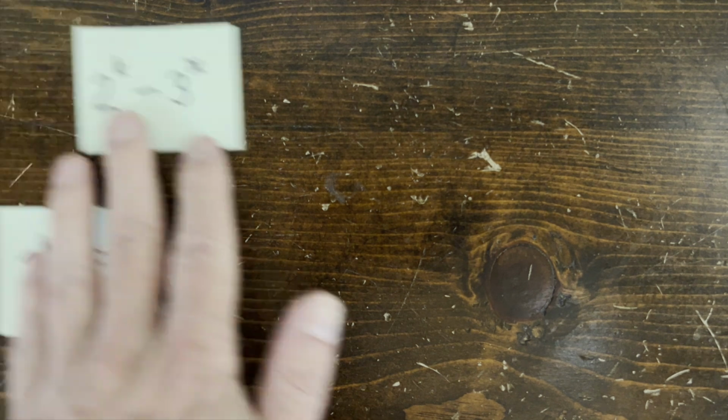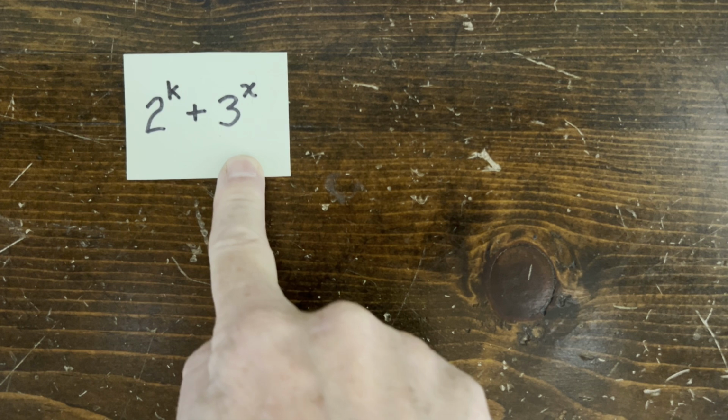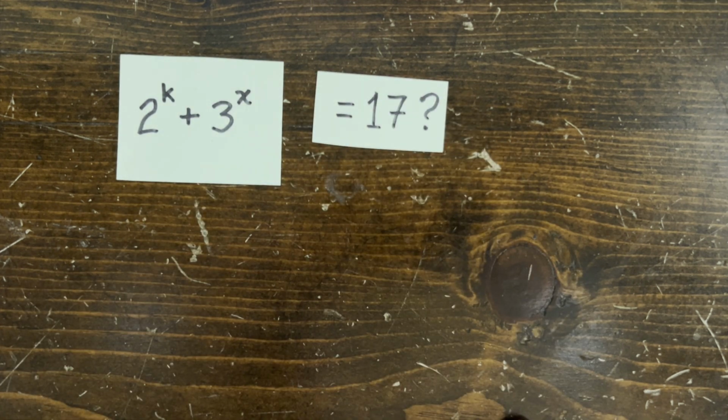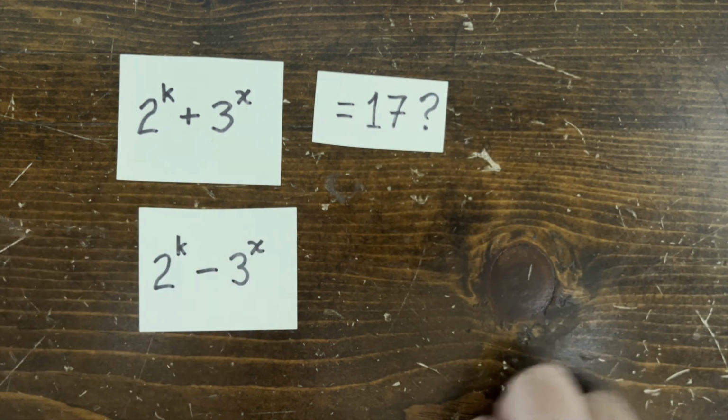Hey, welcome back. This expression's not too interesting. As k and x go up, the value goes up. And if we want to know if it equals 17, say, we just have to check some small values of k and x. But this expression is super interesting.